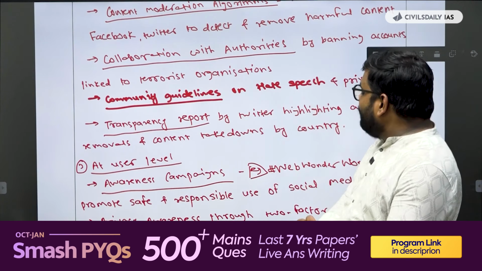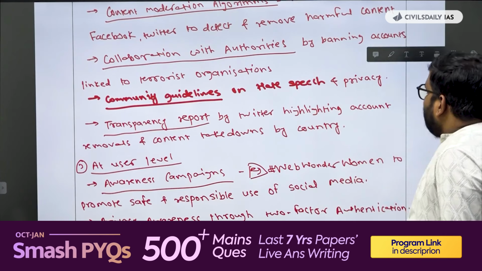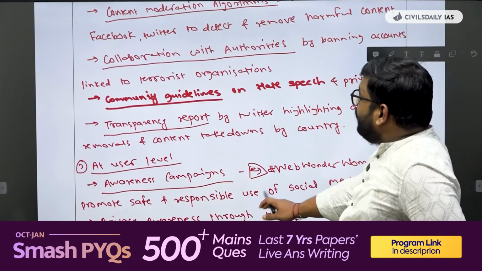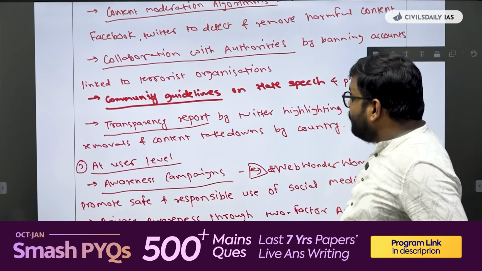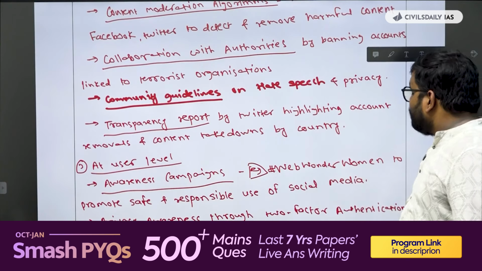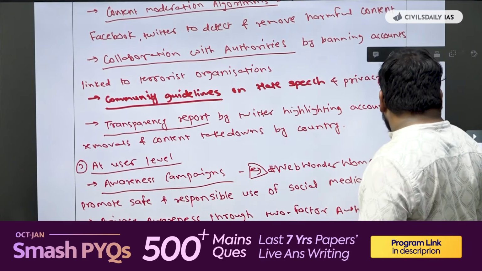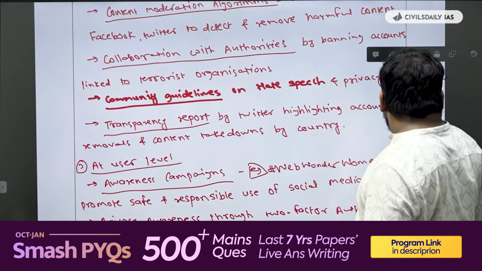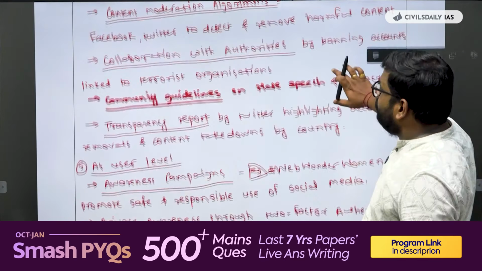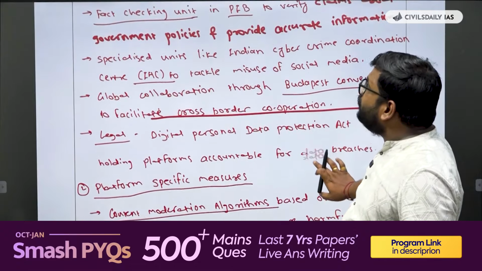So awareness campaigns, example, We Wonder Woman to promote safe and responsible use of social media. Then privacy awareness through two-factor authentication. Now if you go into the detail, you will find out that the majority of the points, you have come across these points in your day-to-day life.